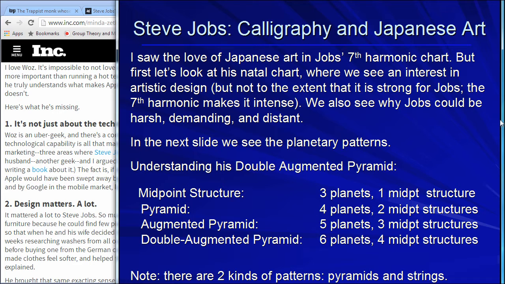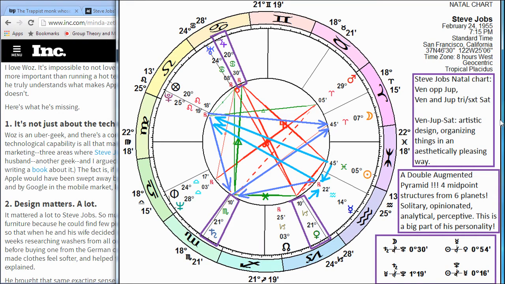We put more emphasis on these planetary patterns than on the signs and houses. I'm not saying the zodiac signs, house placements, and rulerships don't mean anything, but they're of secondary importance in vibrational astrology. So let's look at it. Here's the birth chart of Steve Jobs.